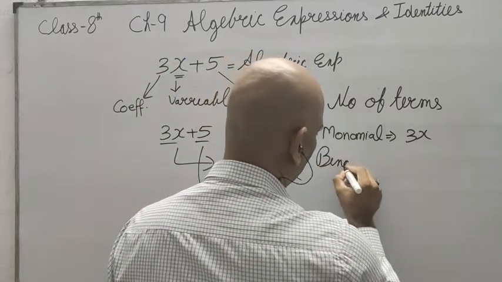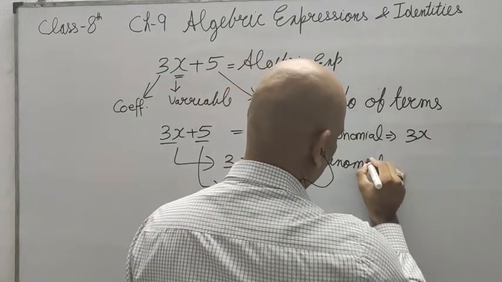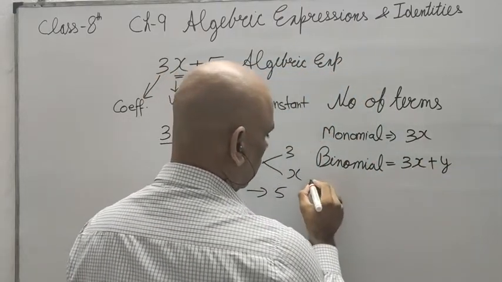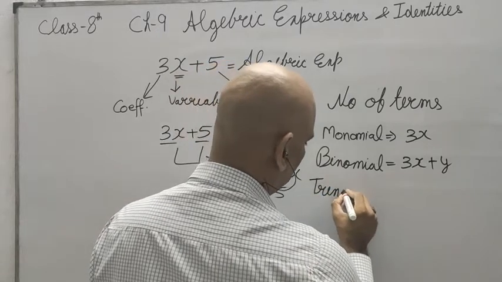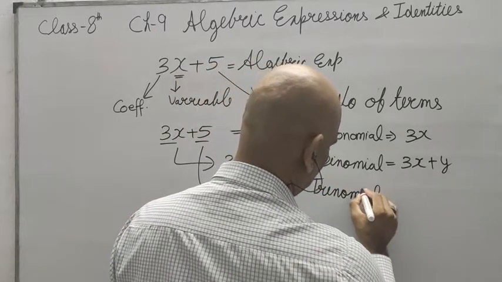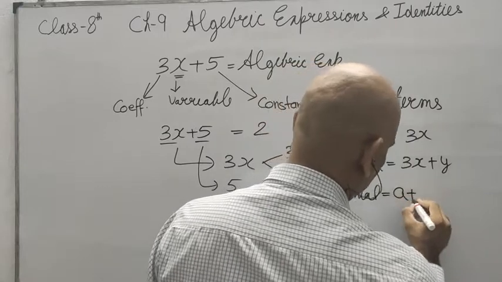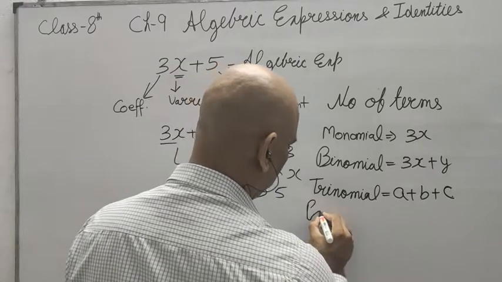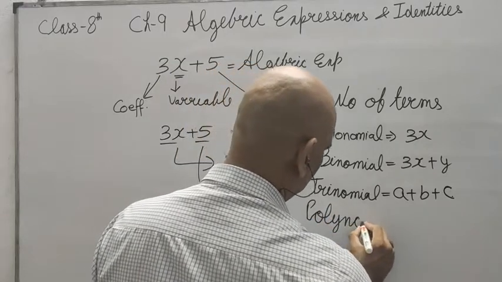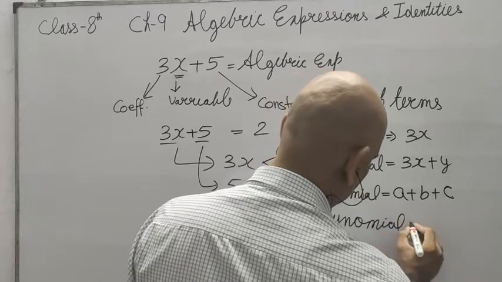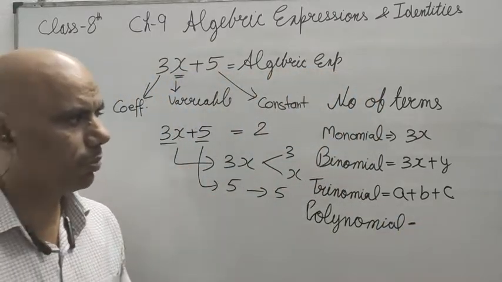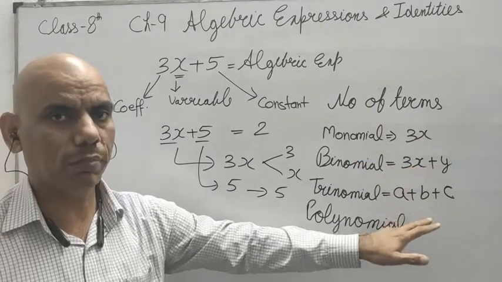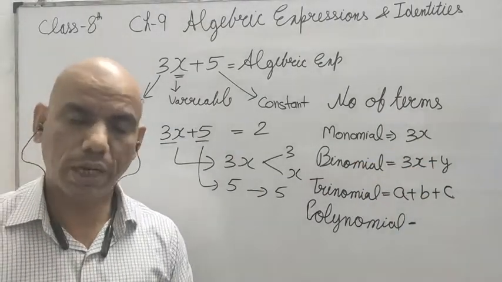It is called binomial if it is having two terms, 3x plus y, 3x plus 5. It is called trinomial if they are having three terms, and thereafter we generally call it polynomial. So all these are polynomials. If there is one term, it will be called monomial, two terms binomial, three terms trinomial.